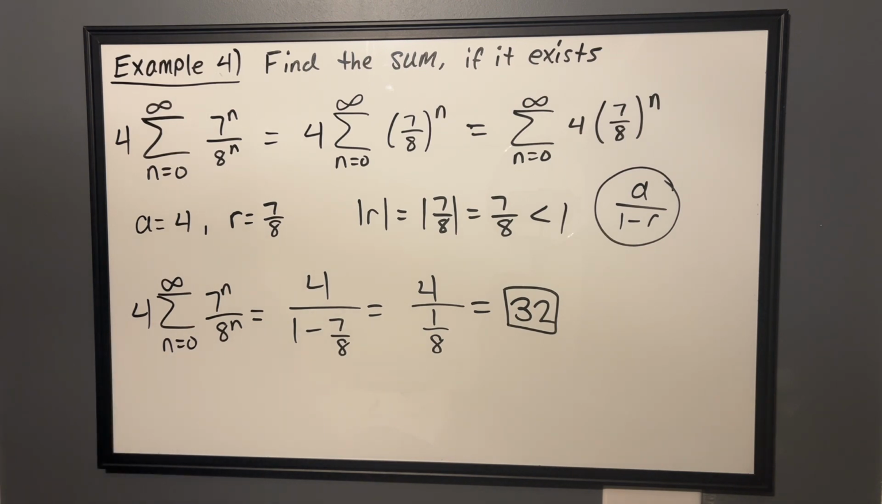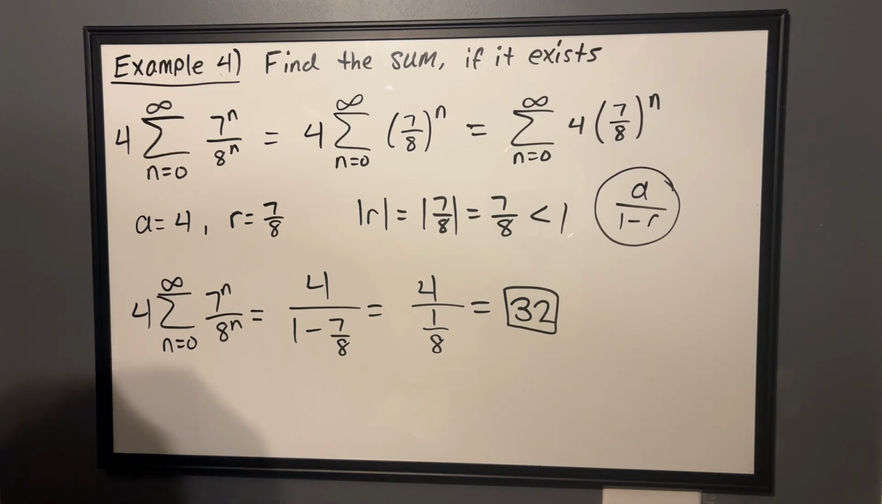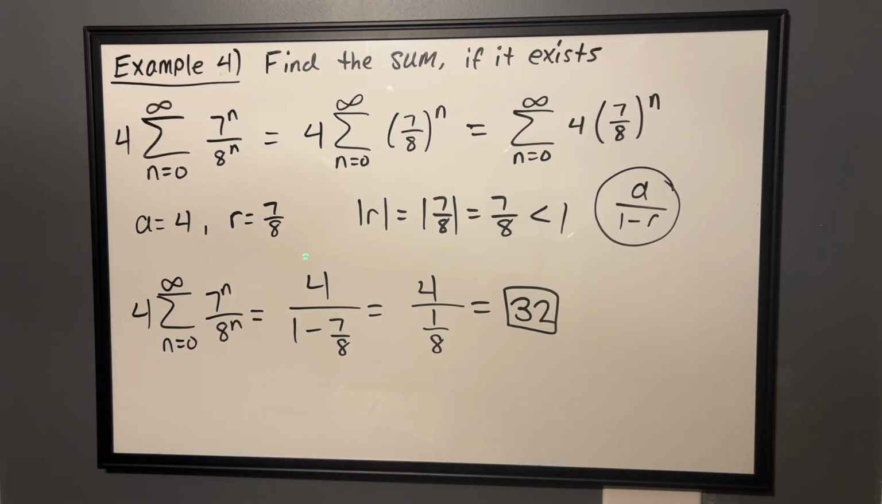But yeah, this is it for example number 4. We're going to move on to example number 5. This one's going to be a little bit trickier, but it's still not too bad, and it's still geometric. So we're going to go ahead and do that right now.